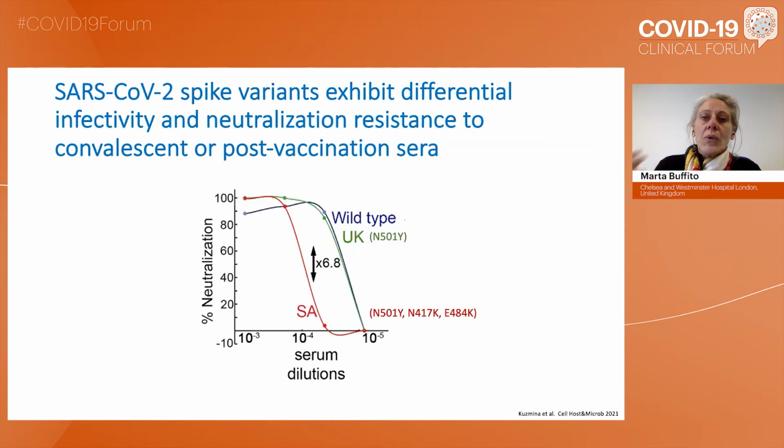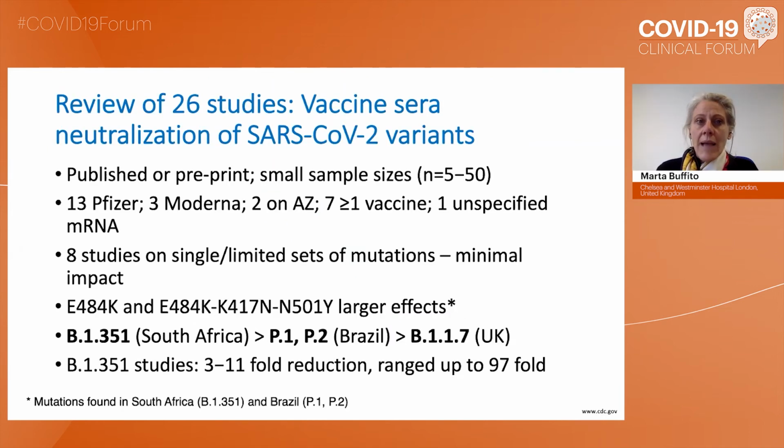So what happens when we look at the efficacy of convalescent or post-vaccination sera against certain variants of CoV-2 in vitro? You can see from the slide that the sera are effective against the wild-type virus and the UK variant, but the efficacy is decreased when they are incubated with the South African variant of the virus. And what about in vivo? What happens in people?